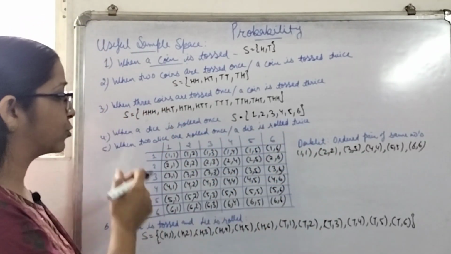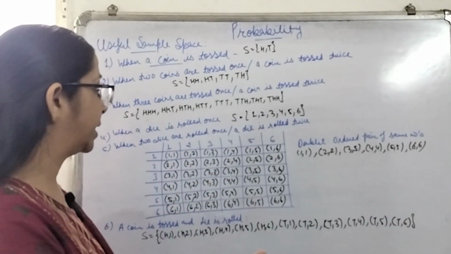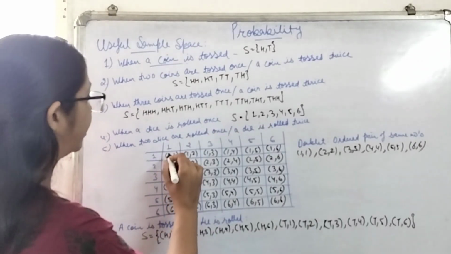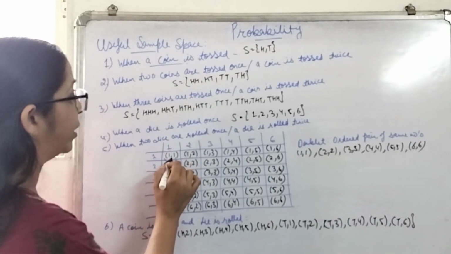Now again, a condition could be asked like when the sum of the numbers coming on the dice is 2. If the sum is 2, that means only one possibility is there, when both the dice have 1 at the top.